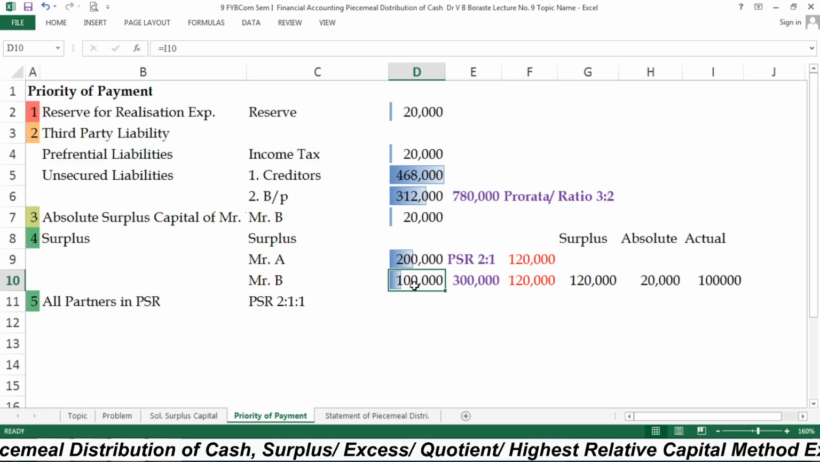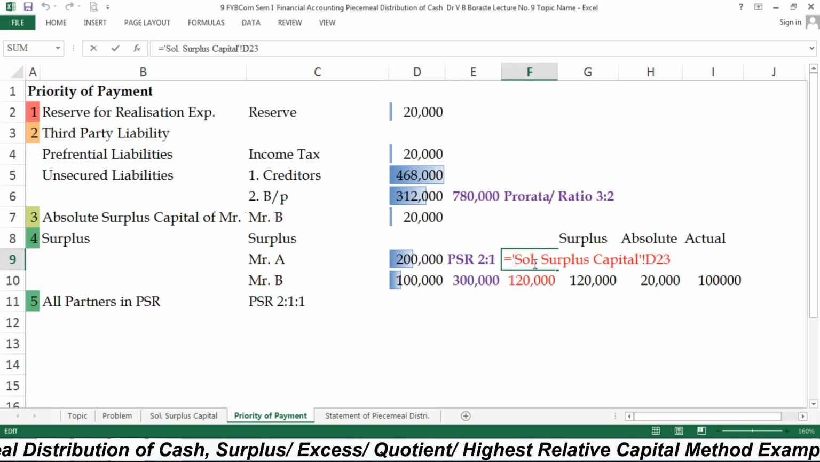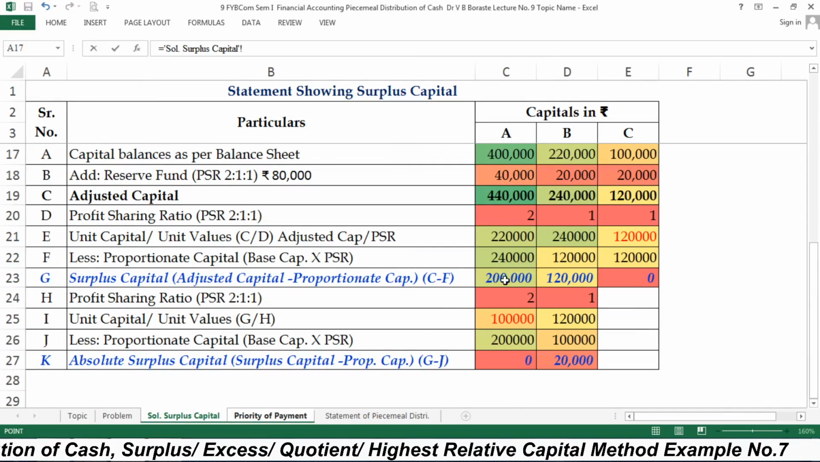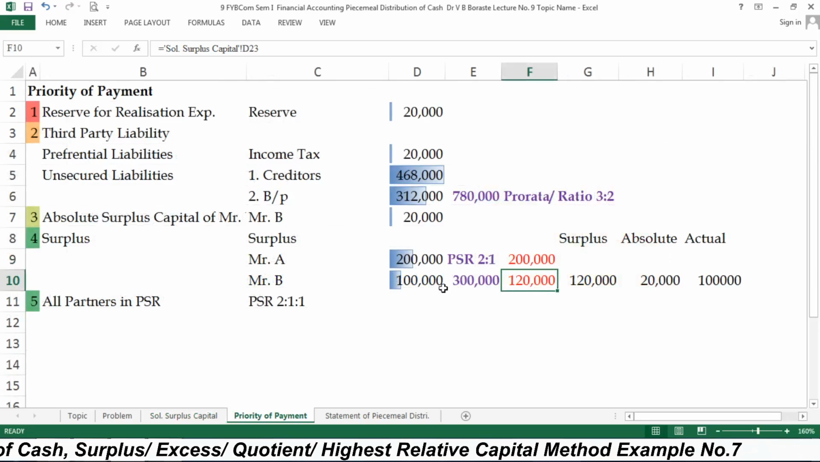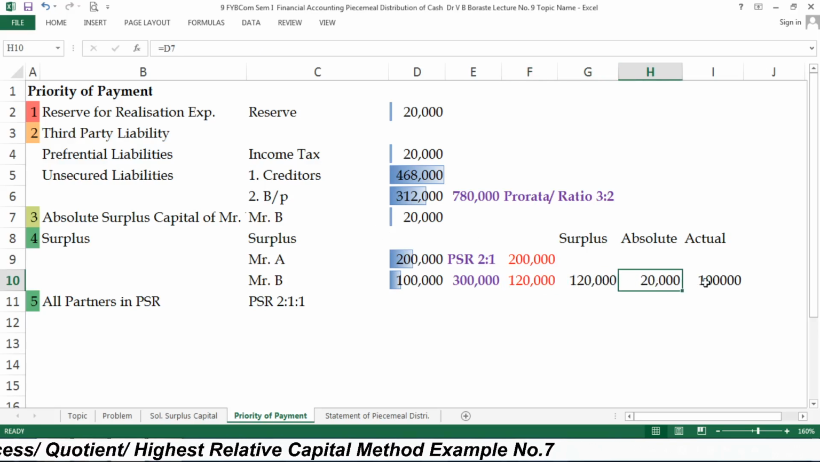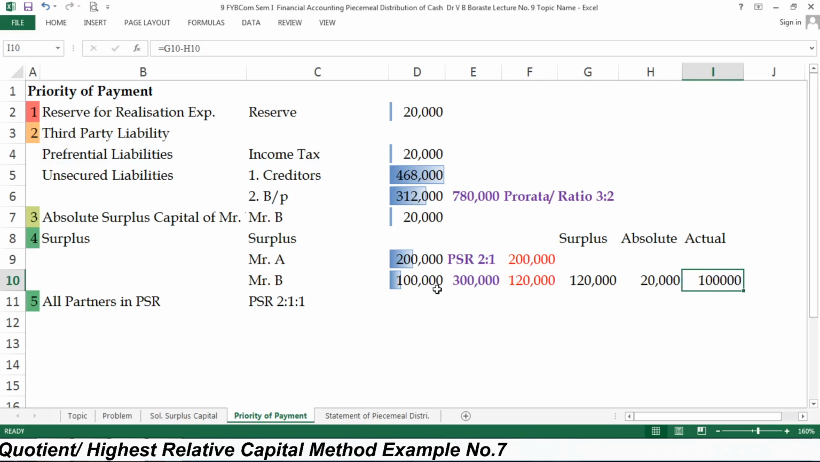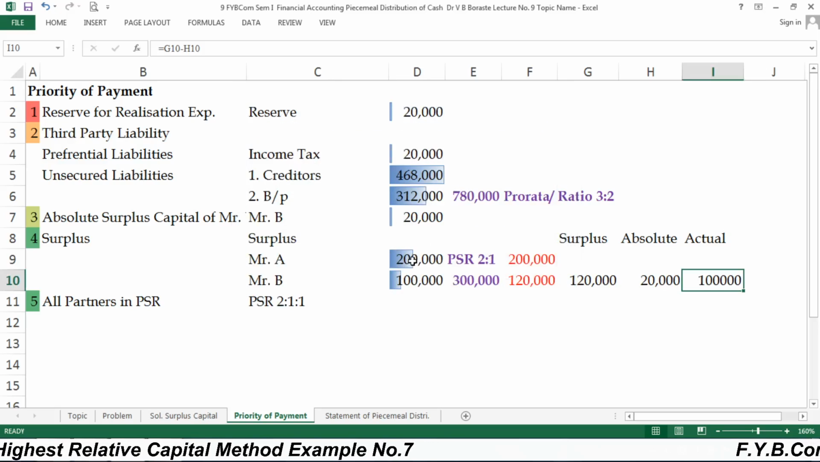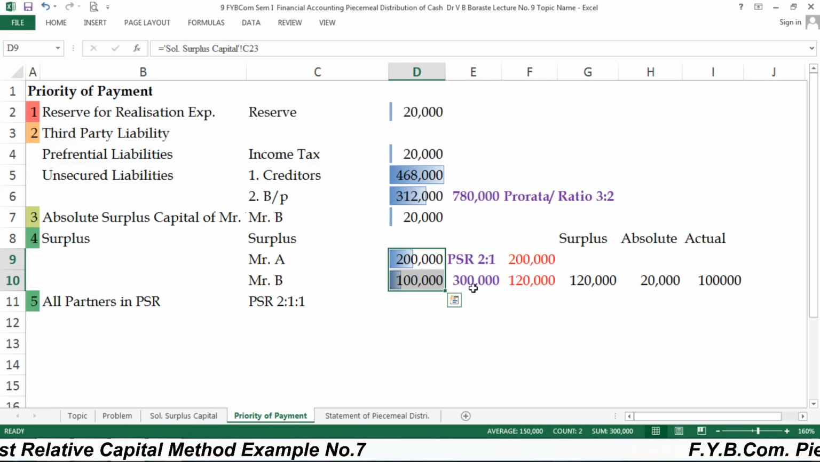But here, sorry, this absolute surplus of Mr. A is 2 lakh and surplus of Mr. B is 1,20,000. Out of 1,20,000, Mr. B has already received 20,000. That means out of 120 he received 20. He will receive, now in this step, 1 lakh. So here he will receive 1 lakh and Mr. A will receive 2 lakh. So here we need 3 lakh of amount. If we don't have an amount of 3 lakh, at that time we will distribute the amount in 2:1 ratio.